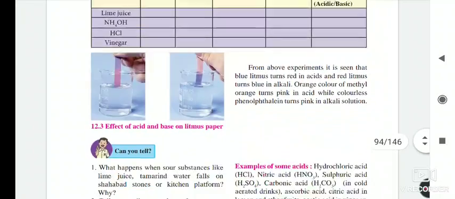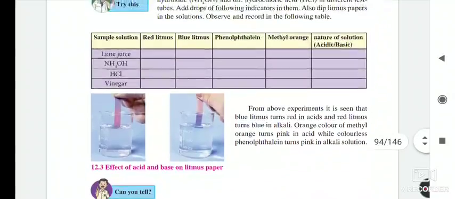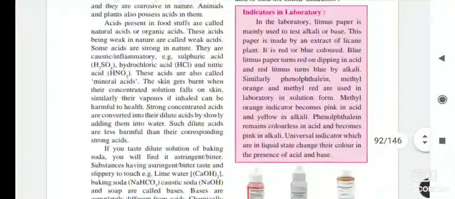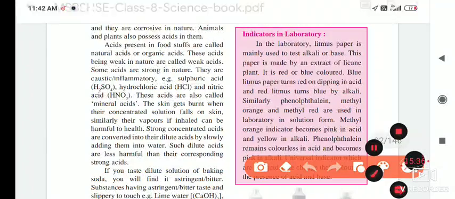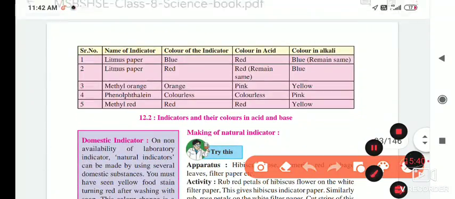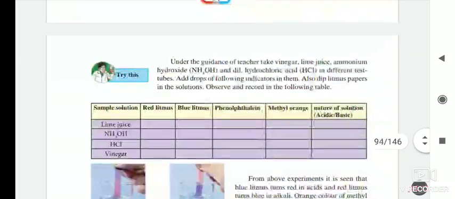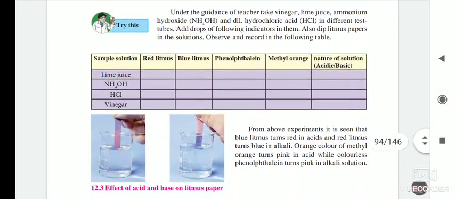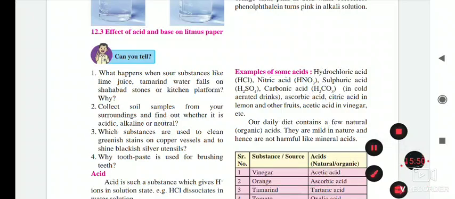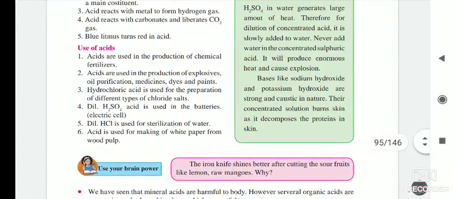So today we are going to stop here, and the next part we will see in our next lecture. On acid and base, you have to make it perfect. All these observations you have to keep perfectly in your mind. Using this, we can complete this box. The Use Your Brain Power questions are also very interesting, so all of you learn these also.